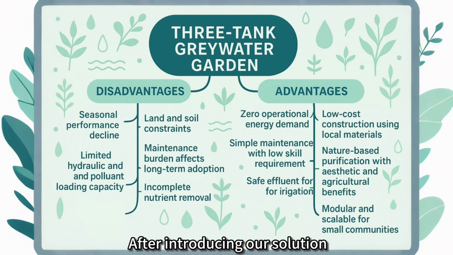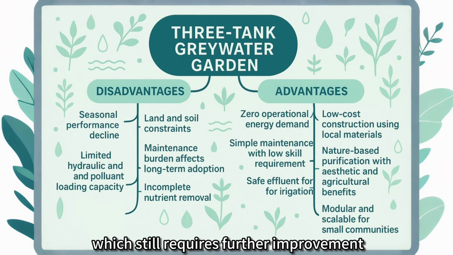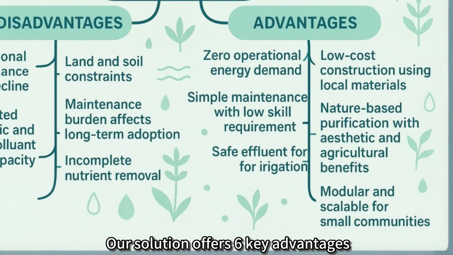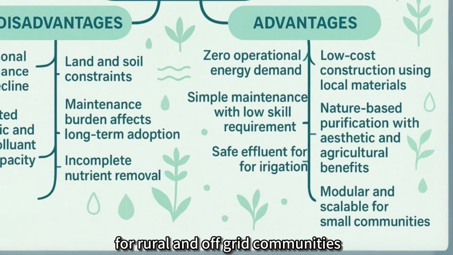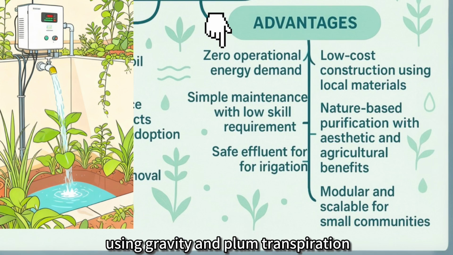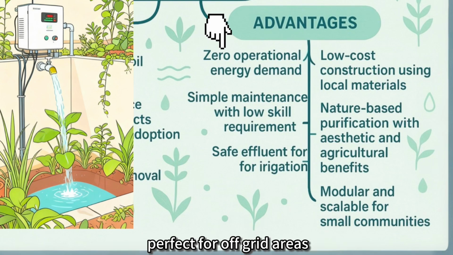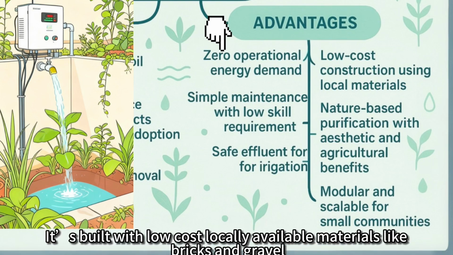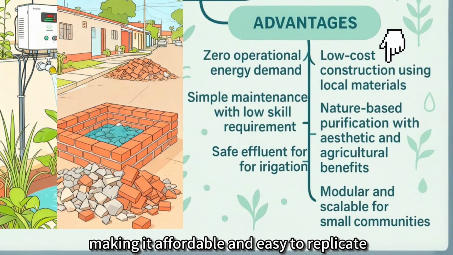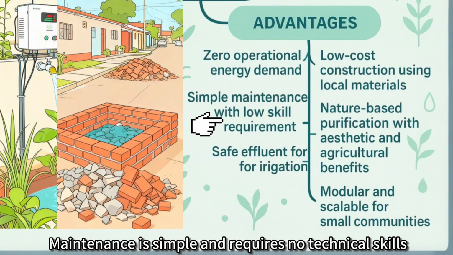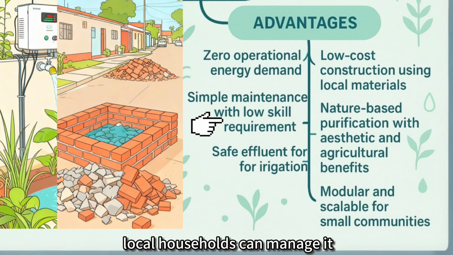After introducing our solution, the 3-tank grey water garden, here are some pros and cons about this developing solution, which still requires further improvement. Our solution offers 6 key advantages that make it highly suitable for rural and off-grid communities. It runs without electricity, using gravity and plant transpiration, perfect for off-grid areas. It's built with low-cost, locally available materials like bricks and gravel, making it affordable and easy to replicate. Maintenance is simple and requires no technical skills. Local households can manage it.